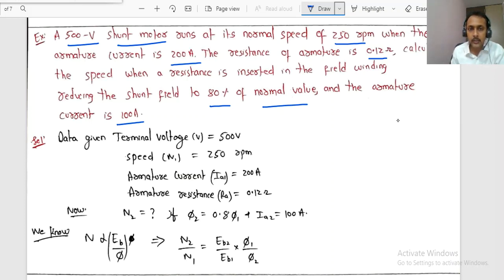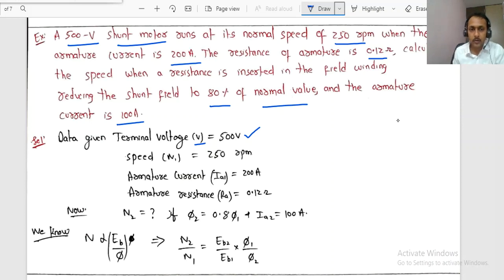So what he's saying is, if flux is reduced to 80% of the normal value and if the armature current is brought to 100 amperes, what will be the new speed? What will be the new speed? From the data given, the terminal voltage is already specified. The variable we have to use is V. Terminal voltage is 500 volt, right?